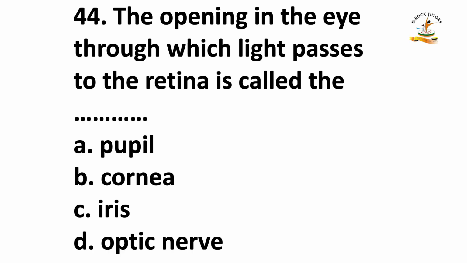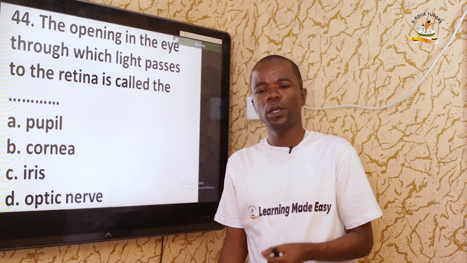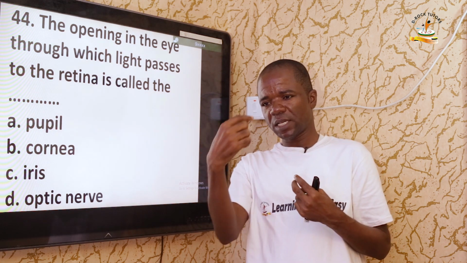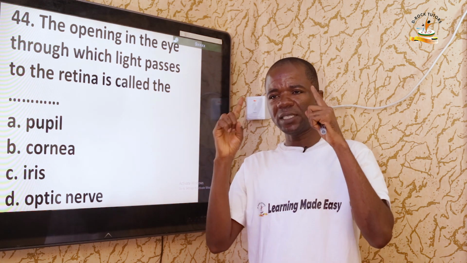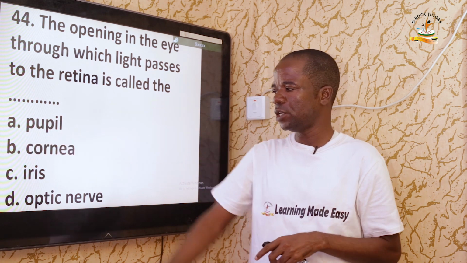The opening in the eye through which light passes to the retina is called, option A. That's the pupil. Pupil is that particular opening in the eye through which light enters and goes into the light sensitive part of the eye called the retina. So the correct answer is pupil.